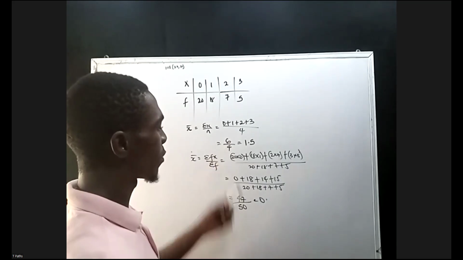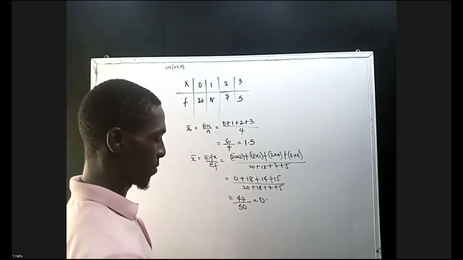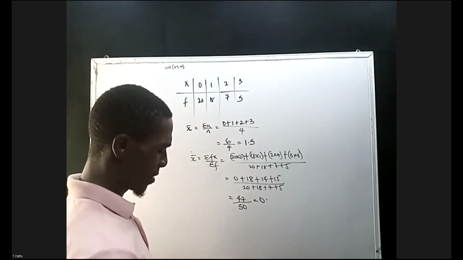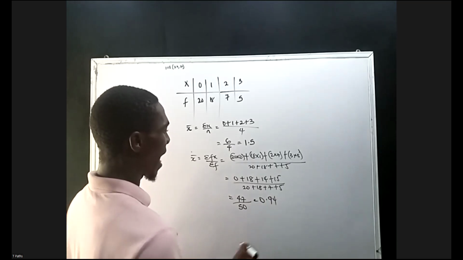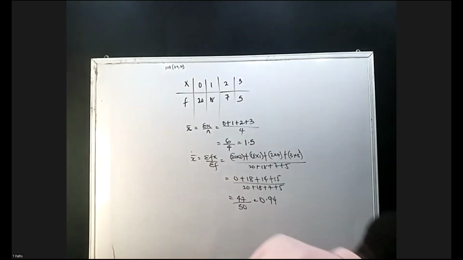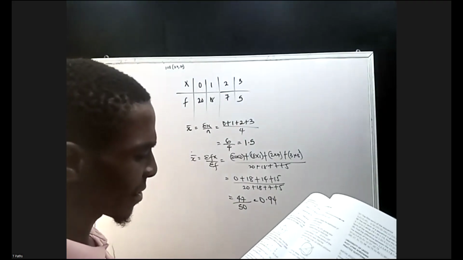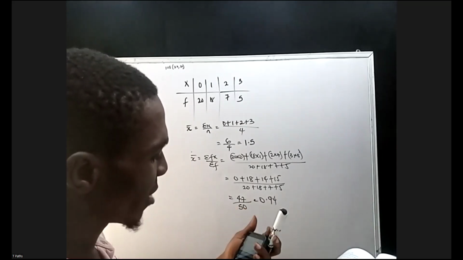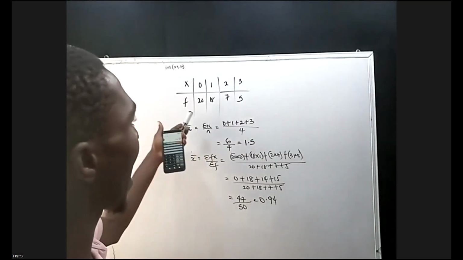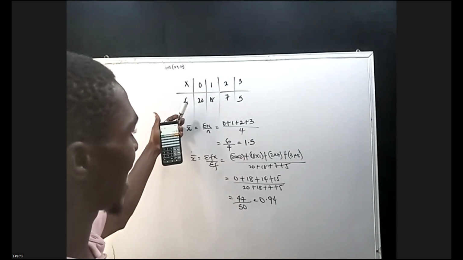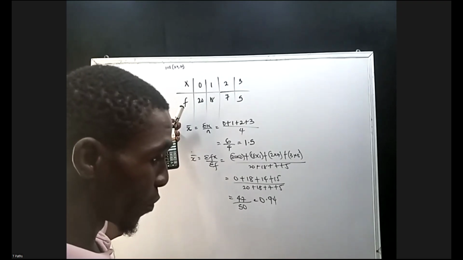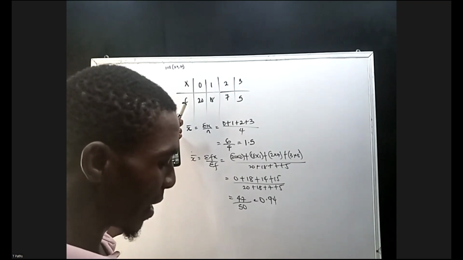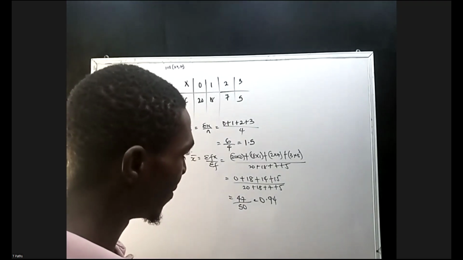And compare this with what we have in the options. 0.94. We have 0.94 in the options, isn't it? Yes, sir. Thank you. And we also have the mean that we arrived at here in the options. Are we together?